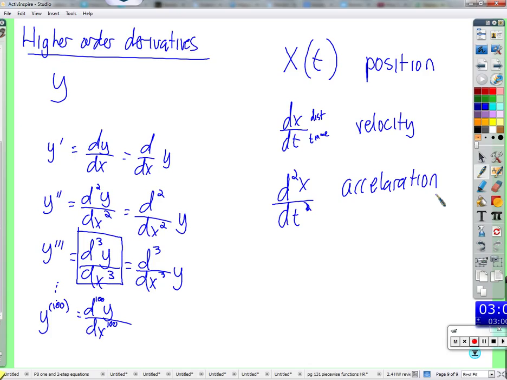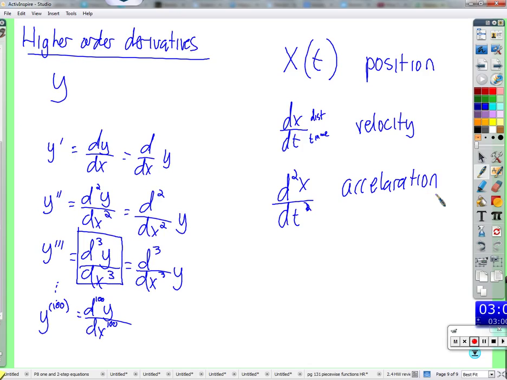Can I take the derivative again? Can your acceleration change? Sure, I can hit the gas and speed up a lot, and then I can let off the gas and not be speeding up. And once I start going the same speed, like 75 miles per hour, then my acceleration is not changing.